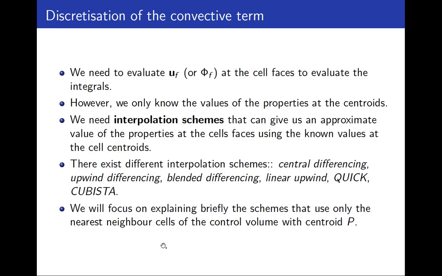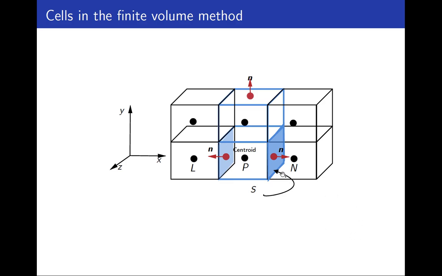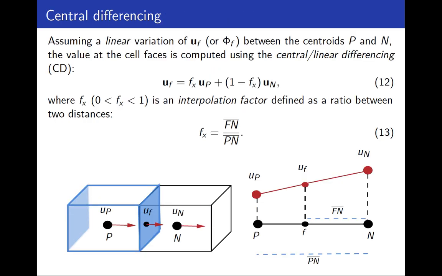So I will focus only on explaining briefly the schemes that use only the nearest neighbor cells of the control volume with centroid P. That means that in order to evaluate the values of the properties at these cell phases, we will only consider cells that are close to this surface. So let's start with the simplest one. We have the central differences interpolation scheme.